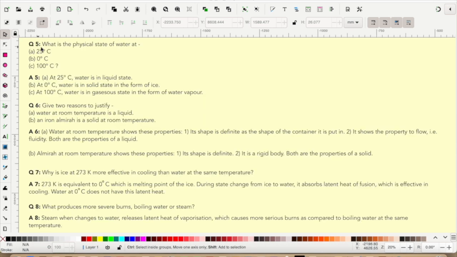Question 5. What is the physical state of water at 25 degrees centigrade, 0 degrees centigrade, 100 degrees centigrade? At 25 degrees centigrade, water is in liquid state. At 0 degrees centigrade, water is in solid state in the form of ice. At 100 degrees centigrade, water is in gaseous state in the form of water vapor.